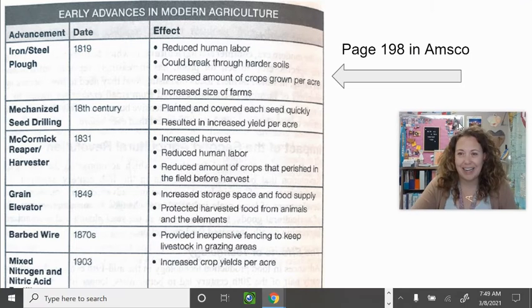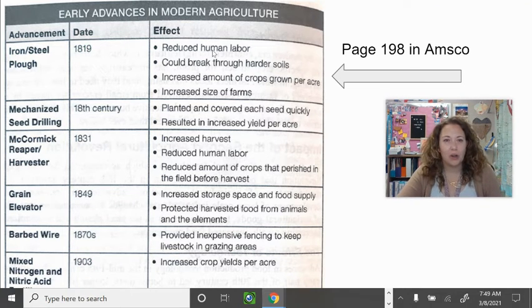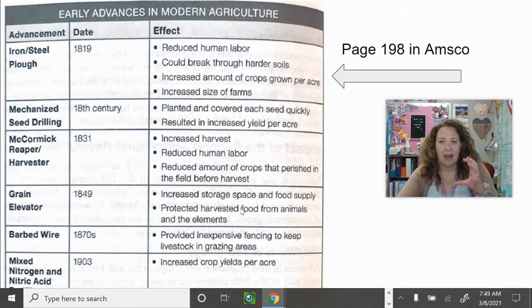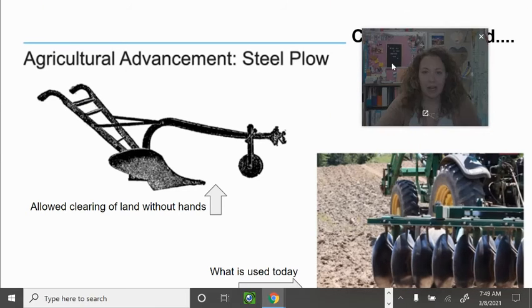Okay, page 198 in your AMSCO. Again, early advances in modern agriculture. Guys, don't memorize this. You just need to understand when you invented something like an iron or steel plow, here's what it did. It reduced human labor, broke through harder soils, increased the amount of crops grown per acre, increased farm sizes. And obviously those trends are going to be kind of all the way down here. These inventions, again, were designed to have fewer people be able to use that machinery and then output even more than ever before.